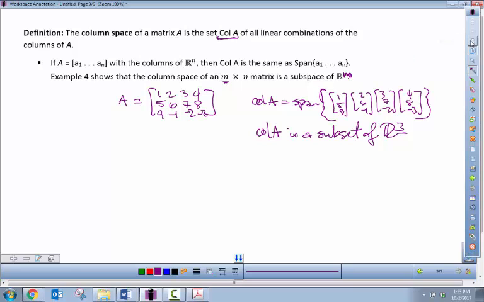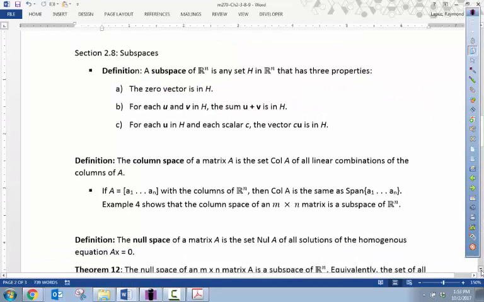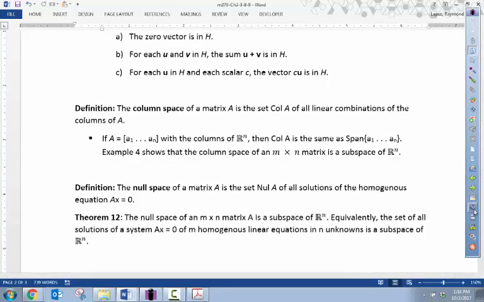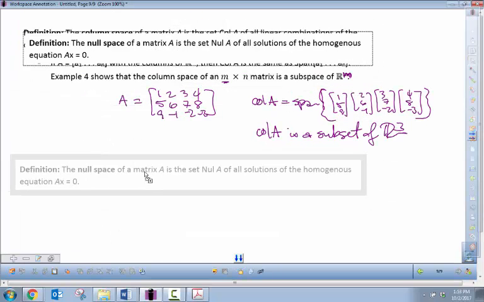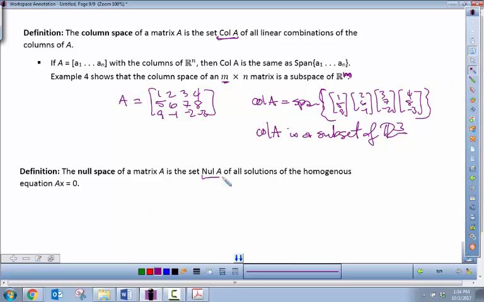Now there's another important space called the null space. Column space and null space kind of go hand in hand. The null space of a matrix A is written as NUL. You could actually just write NULL, but they write it as NUL to keep it 3 letters. It is the set of all solutions of the homogeneous equation Ax = 0.